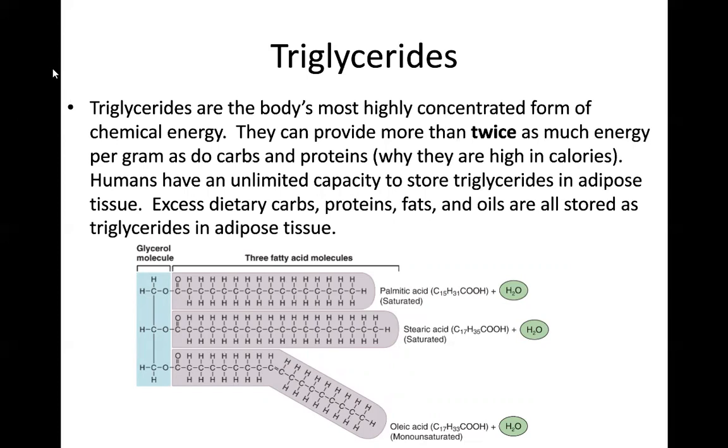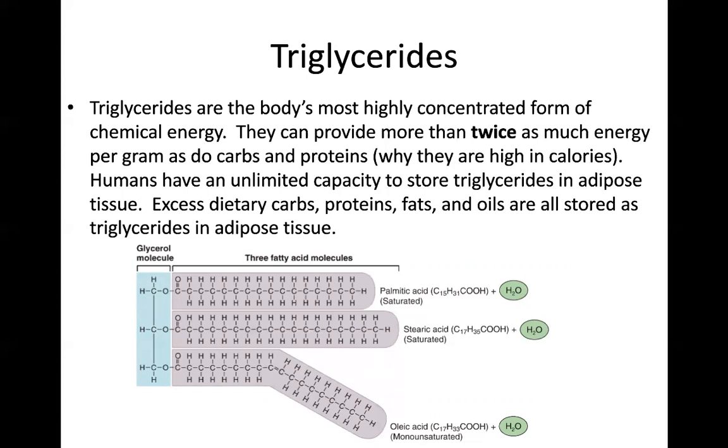As I told you just a second ago, they are the primary type of fat we have. They're the most highly concentrated form of chemical energy that our body has. They provide more than twice as much energy per gram as do carbs and proteins. This is why they are high in calories. Now everybody's heard of a calorie before. I could ask you right now, tell me what a calorie is, what that means, and people generally don't know what to answer. Calories in food and drinks just tell you how much energy you can get from that substance. The more calories, the more energy it could provide us.